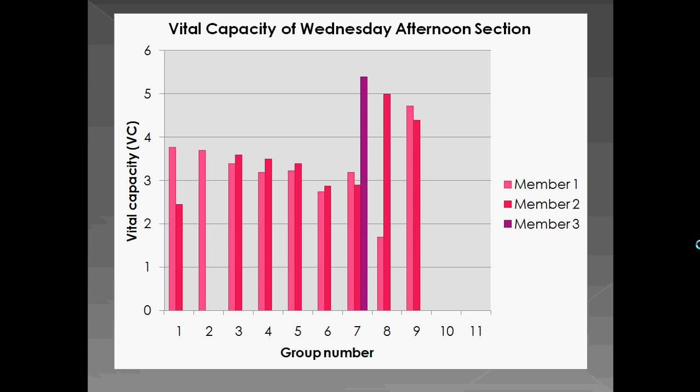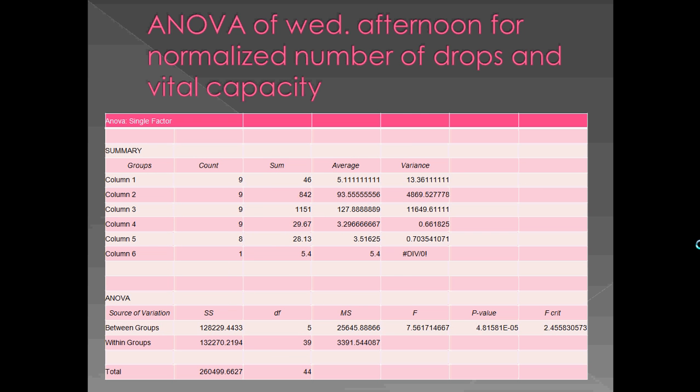Here's a graph of the normalized number of drops of the entire class. I know it is difficult to see, but you can definitely see that the room air is a lot lower in the normalization number than exhaled air and exercise air. And you can see that exercise air peaks at most of the group numbers.